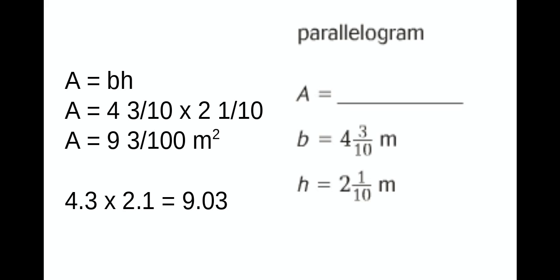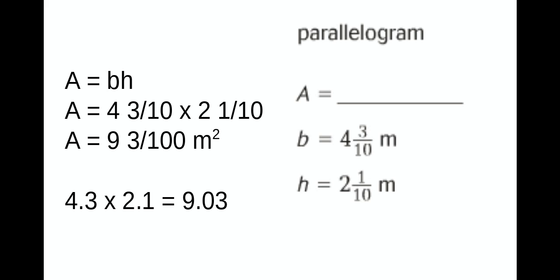Parallelogram, this is your basic parallelogram. You don't know the area, so all you got to do is multiply your base and your height. So it's 4 3/10 times 2 1/10. And when you multiply them together, you get 9 3/100 meters squared.